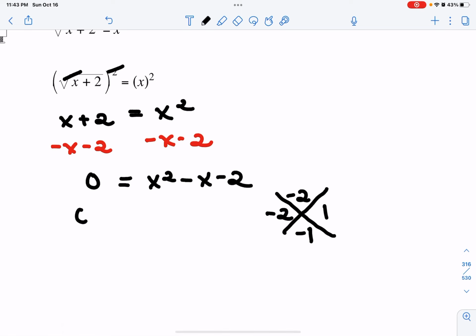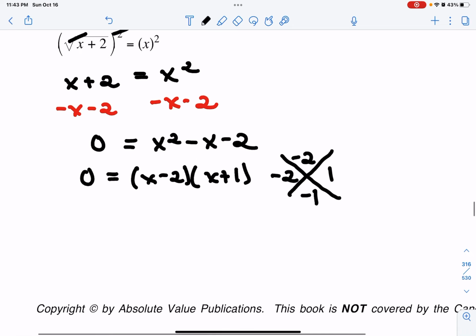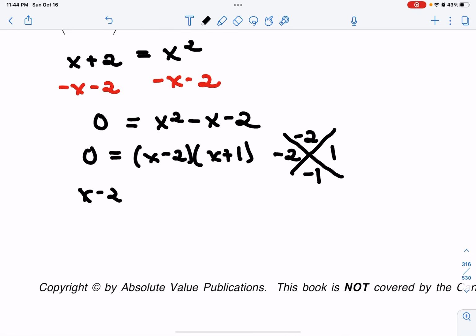And we do not need decomposition because we know that the a value is 1, or the x squared coefficient is 1. x minus 2, x plus 1. We solve this for the x values. x minus 2 is equal to 0. x plus 1 is equal to 0. I isolate both sides. x equals positive 2, and then x equals negative 1.